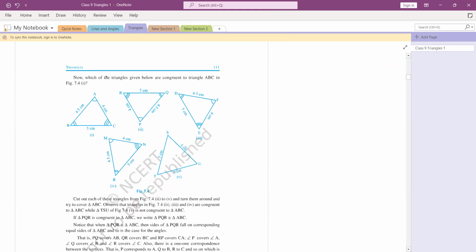Now he is asking which of the triangles given below are congruent to triangle ABC. Which is your triangle ABC? Figure 7.41. Okay, this triangle. So this is the given triangle ABC. He is asking which of the triangles are congruent. So we will have to see which triangle will exactly cover the triangle ABC, and all the angles and all the sides will match each other. Then we will say so. So look at the triangle PQR.